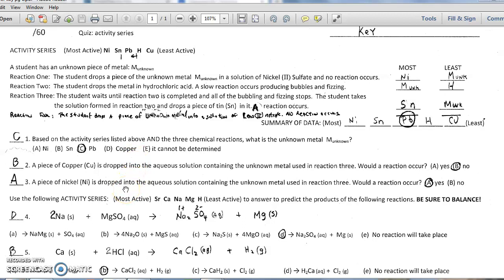In number 3, a piece of nickel is dropped in a solution of the unknown metal. Would a reaction occur? Absolutely. As we see up here, nickel is more active than our unknown metal. So nickel would displace it. It's more active. Nickel would force its electrons on lead, causing lead to precipitate from solution, because our lead ion would become neutral again as it received the electrons. Water could not hold it in solution, so it would precipitate from solution. And as nickel gets rid of its electrons, it would become a cation, a positive ion, and water would be able to hold it in solution.